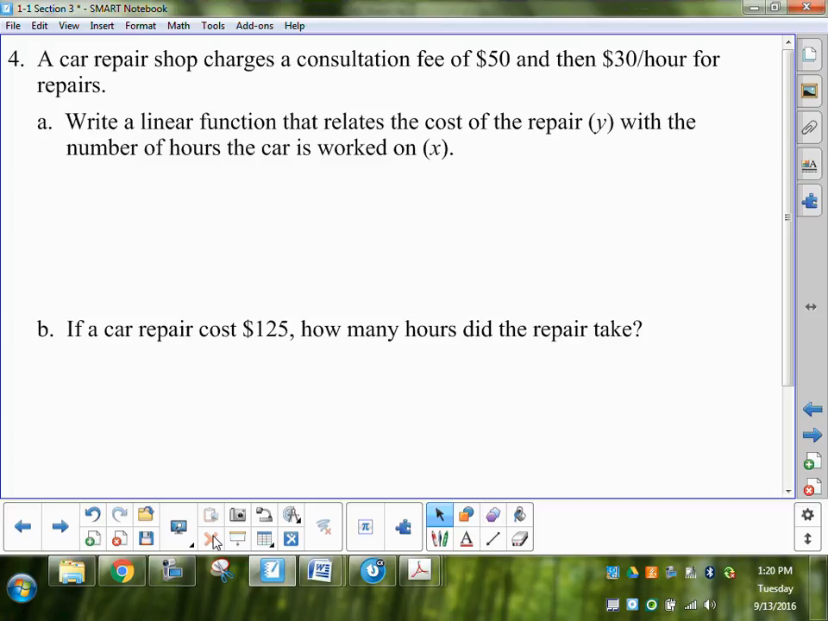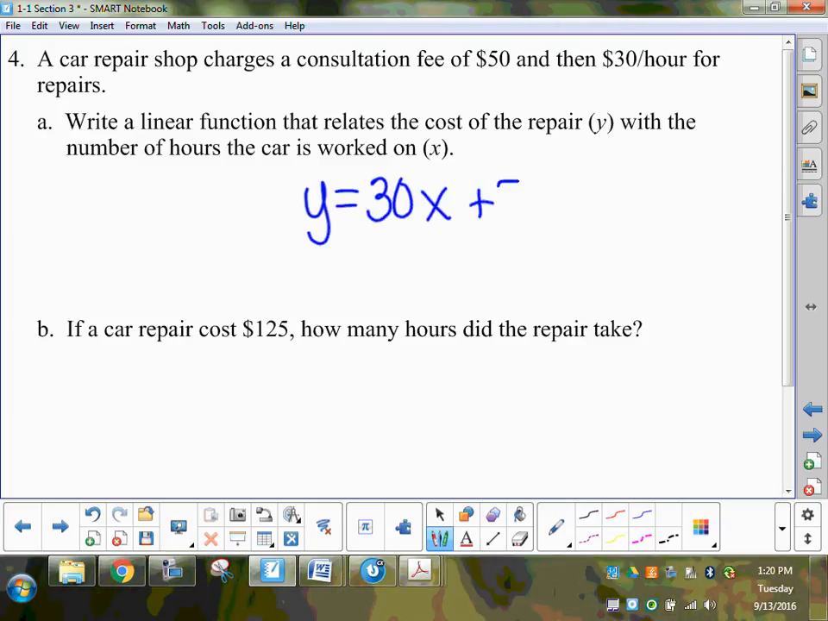What would we list out? Alex, what would you list out for the A part of this question? Y equals what? What did you say? 30x. Keep going. There you go. The 30 is the hourly rate. The 50 is the fixed cost to get it in.